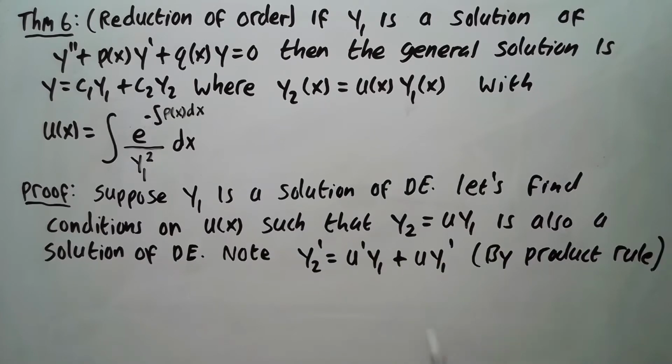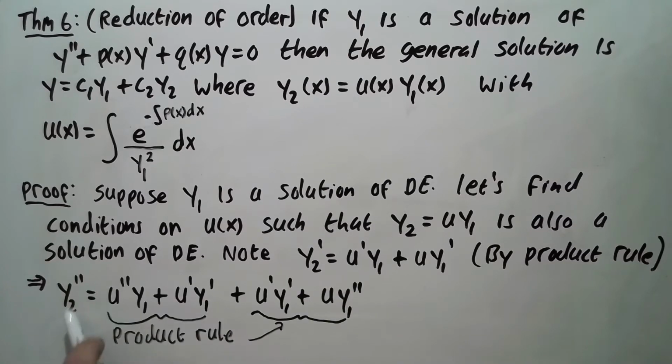Okay, so first we'll take the derivative on both sides here. So you'll have y2 prime equals, we're going to have to use the product rule on this side. So it'll be u prime times y1 plus u times y1 prime, by product rule. That's next to the second derivative. So we write it here. So doing the second derivative we get then.